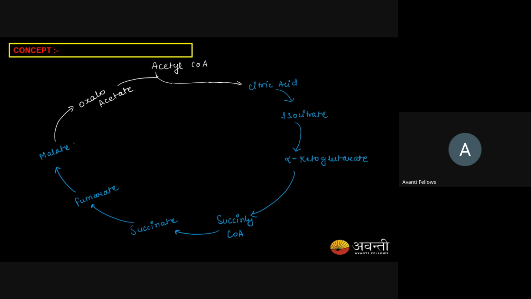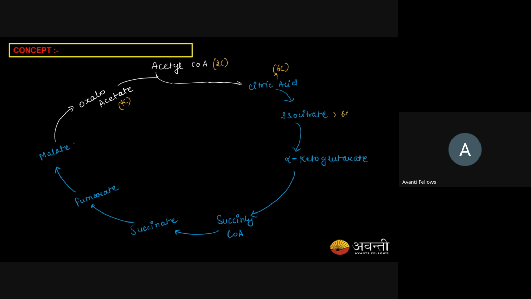Now we are done with our basic cycle and now we will write its components. Acetyl CoA is how many carbon compound? 2 carbon. Very good. And citric acid is 6 carbon. Where did the 4 carbon compound come from? Oxaloacetate. 4 carbon oxaloacetate gets combined with 2 carbon acetyl CoA, then we will get 6 carbon citric acid.